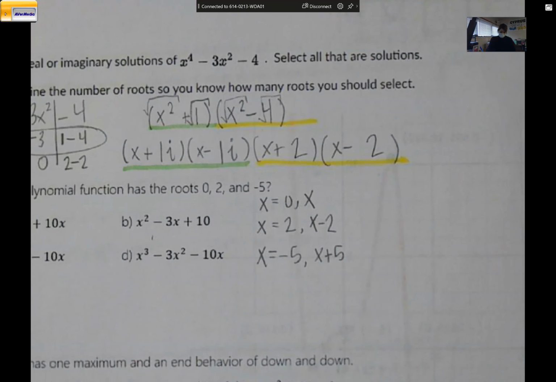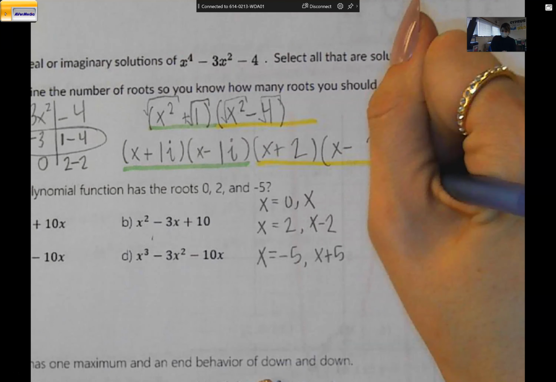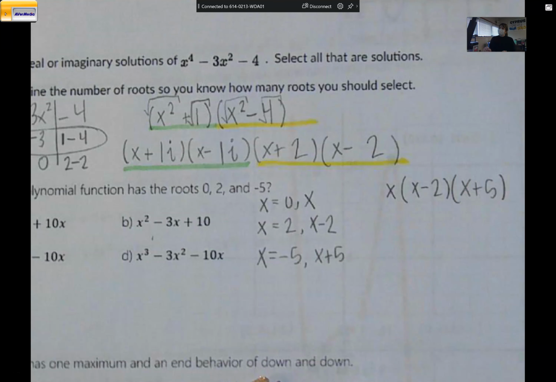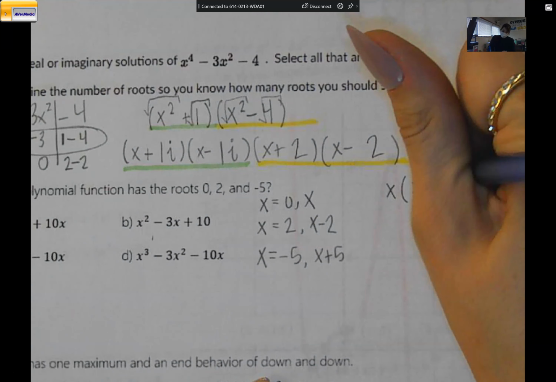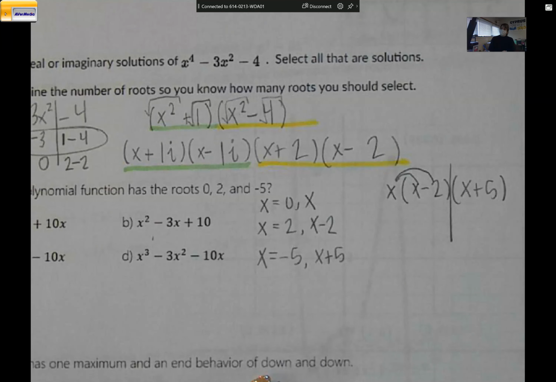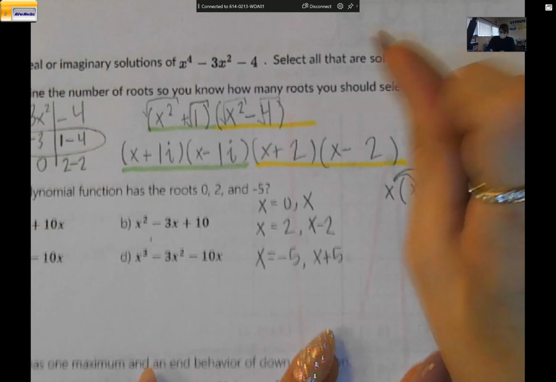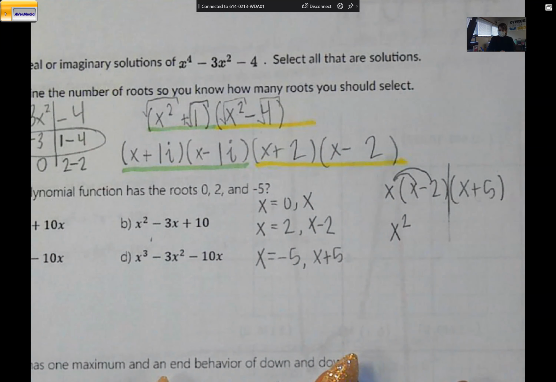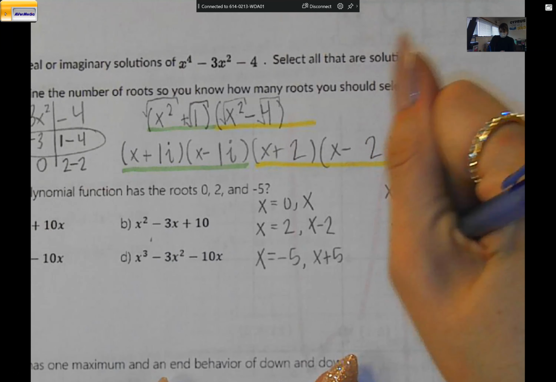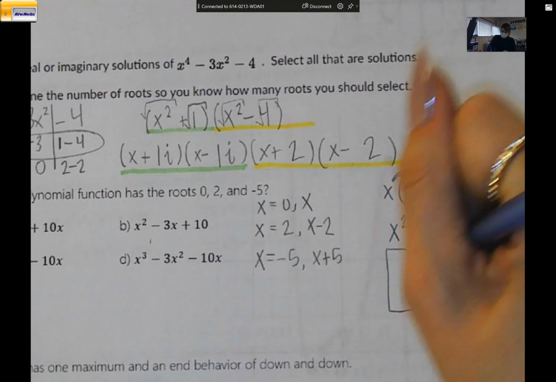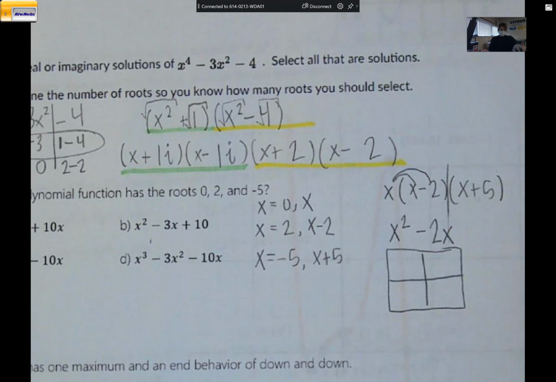Now we put these together to multiply them. We get an x times an x minus 2 times an x plus 5. We split them and we do just the first multiplication. So all we got to do on this one is multiply in that x. So what is x times x? X squared. What is x times -2? -2x. And now, just because I like it, you can do whatever you want, I'm going to use box method to finish this up.